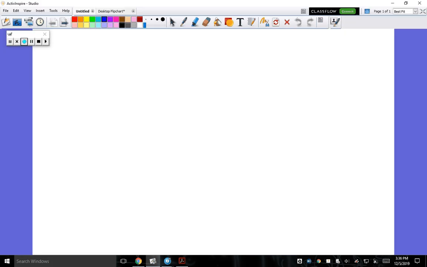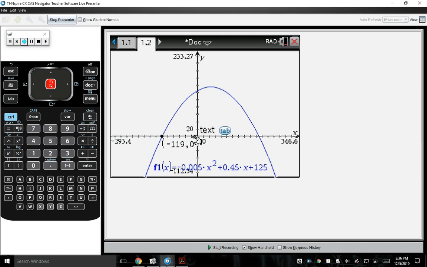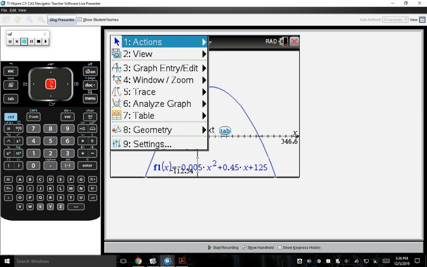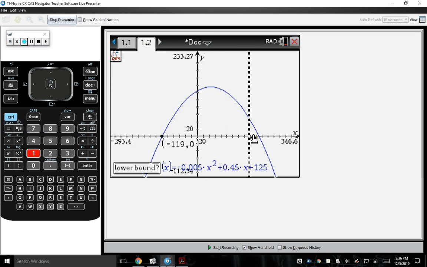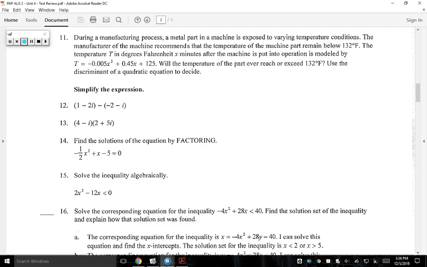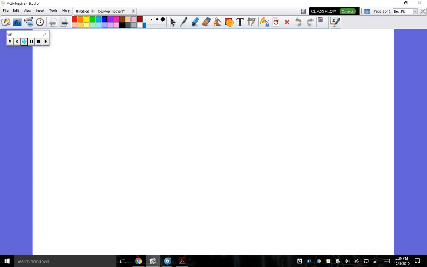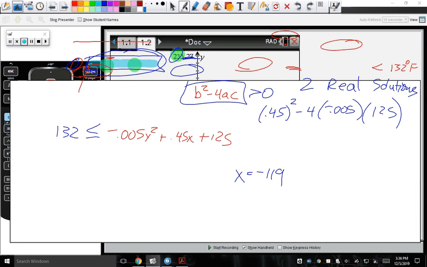Okay? If I went back over here and tried it for the other one, it would be menu, analyze graph, the zeros. Go to the left of this one and scroll. You see the other one appear as 209. Okay? So 209 could be the other one here.